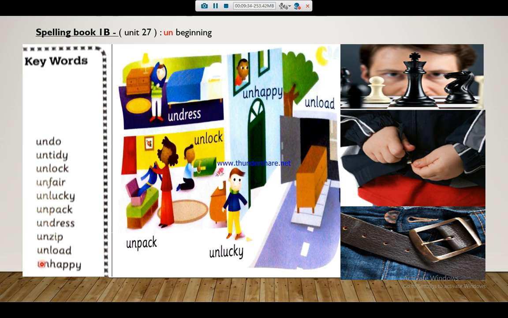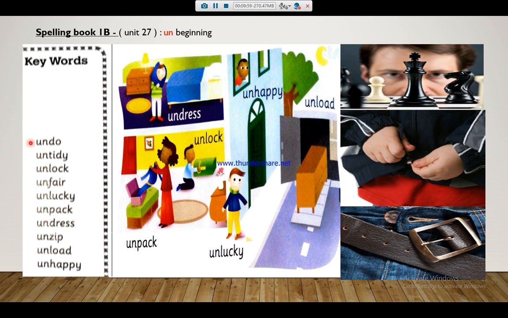Okay. Now let's move to the spelling book 1B. I want you to open unit 27. It's also talking about the un beginning or the prefix un, which is used for making the opposite. It means the same as the word not. So here we have some key words. Let's look at the key words.